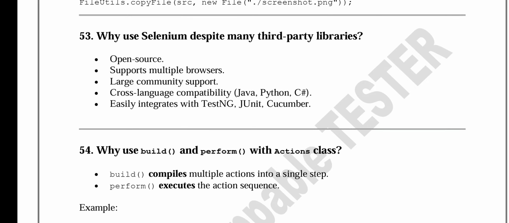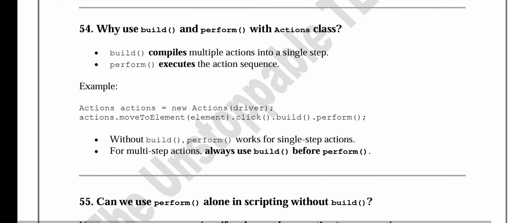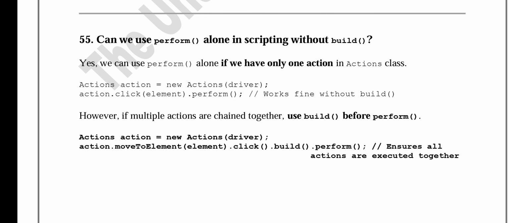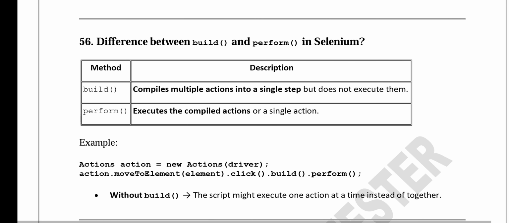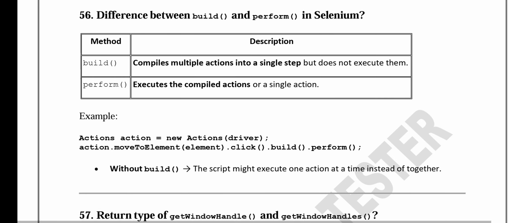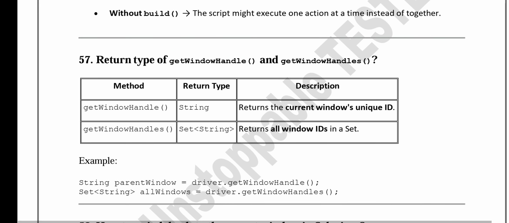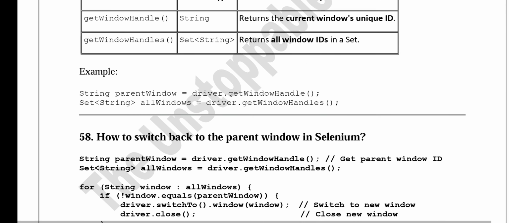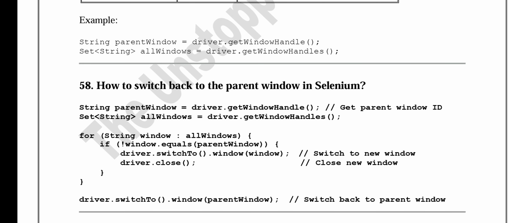Why use Selenium despite many third-party libraries? Why do we use build and perform with the Actions class and what are the benefits? Can we use perform alone in scripting without build? What is the difference between build and perform in Selenium? What's the return type of getWindowHandle and getWindowHandles? How to switch back to the parent window in Selenium?